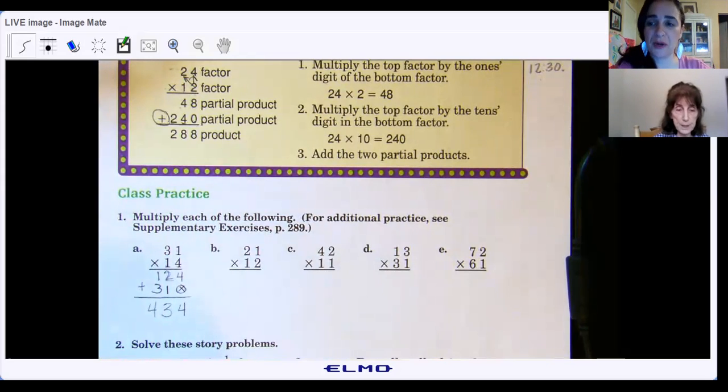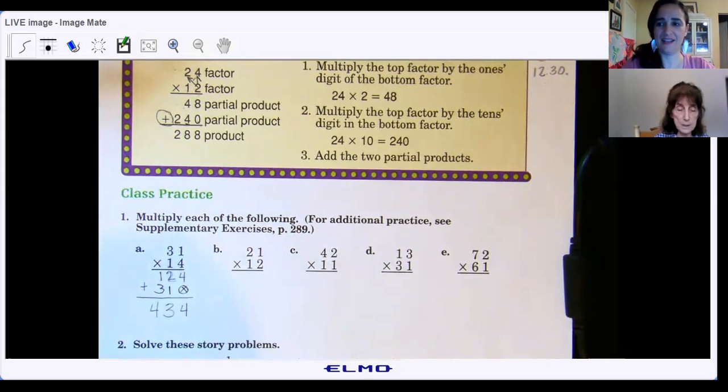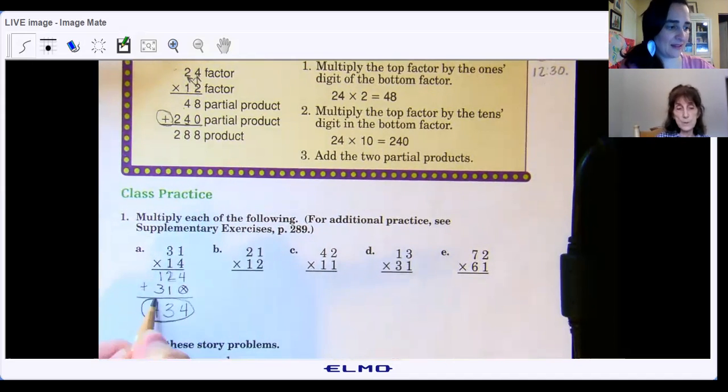124 and 310 are partial products. All right, the product is, or the answer is 434. All right, let's try the next one.